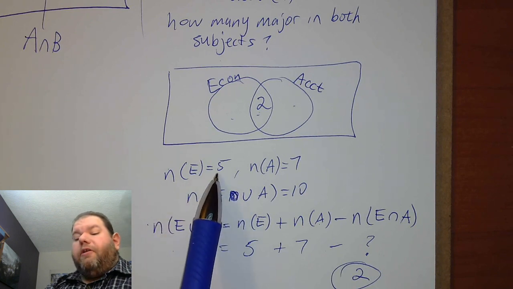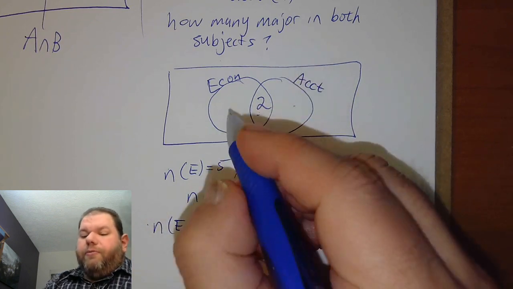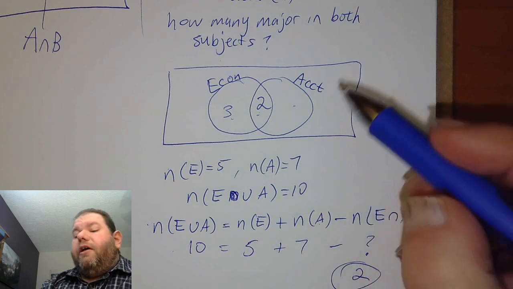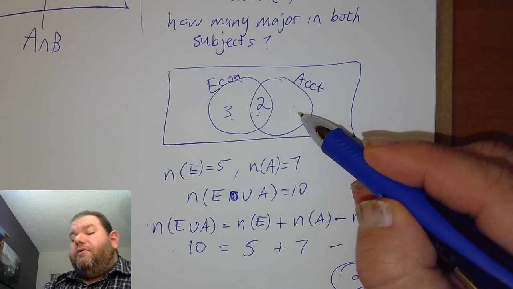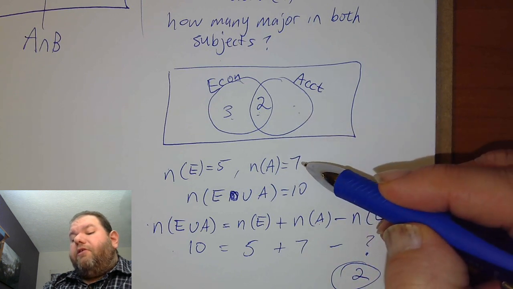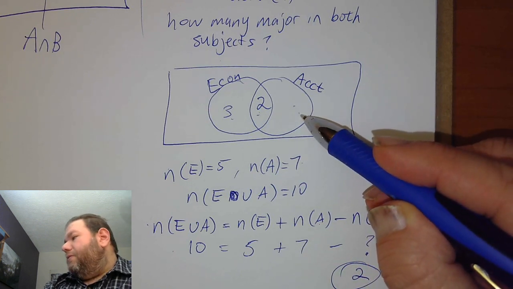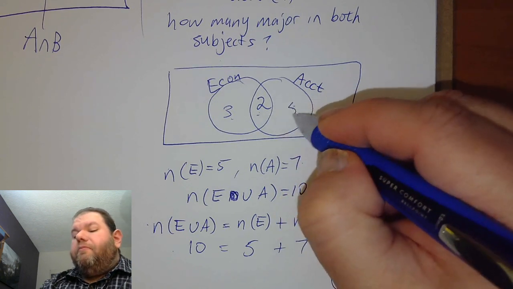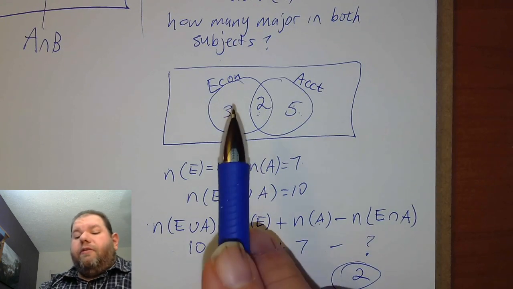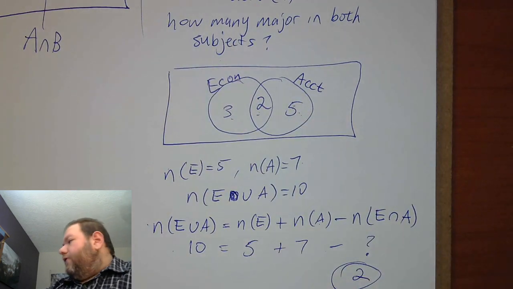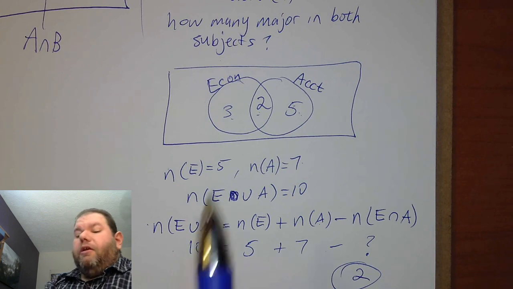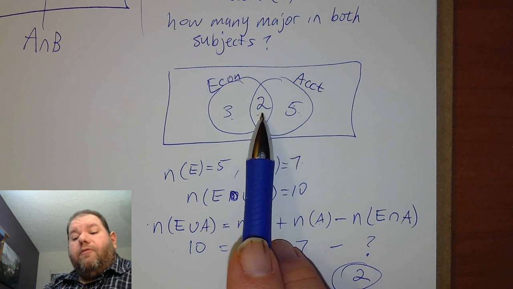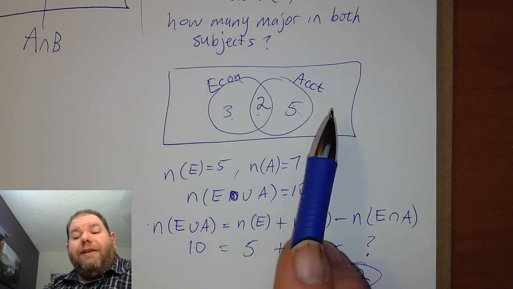We know we have 5 economics majors total, so there's 3 more that would be just economics but not also accounting. How many are over here? We have 7 accounting majors total, so 5. So that's 3 plus 2 plus 5, all 10 of our students. 3 are just economics, 5 are just accounting, and 2 more are both economics and accounting majors.